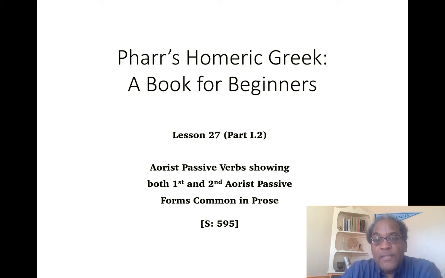Today we're going to preview Lesson 27, our final bit of surveying the aorist passive verbs. Here we're looking at Smyth's section 595, those verbs that show both the first and second aorist passive forms, and these are the verbs that are common in prose. Now, I did not do literary examples of these simply because that was too time intensive, and I wanted to get back to the main vein of Pharr's course.